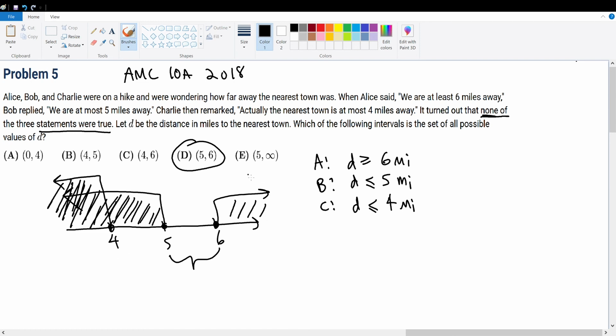And obviously, we can say that E is wrong because there's no way that you're infinitely far off from a certain town. If you are guessing, never guess E, because that is very suspiciously incorrect. So, nonetheless, the answer choice is D because all of them are wrong. The only distance not covered will be the distance that's correct, the interval of 5 and 6.